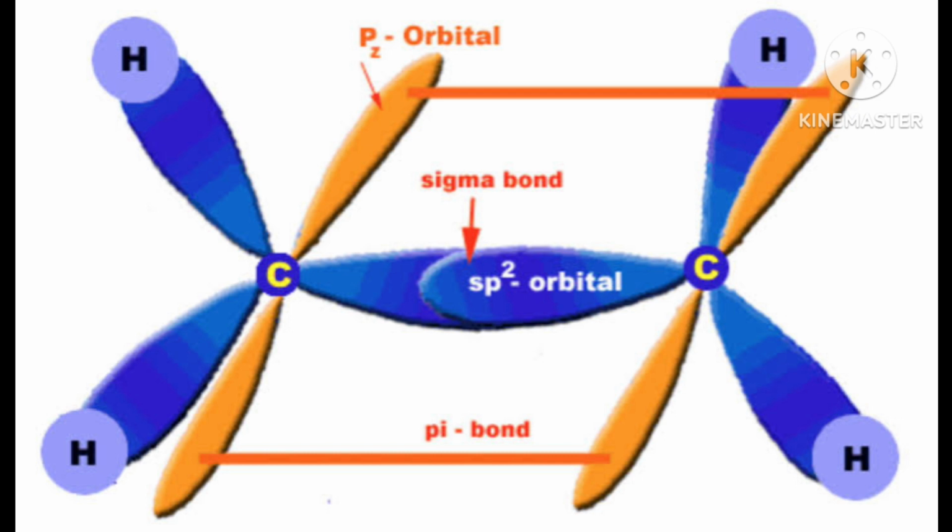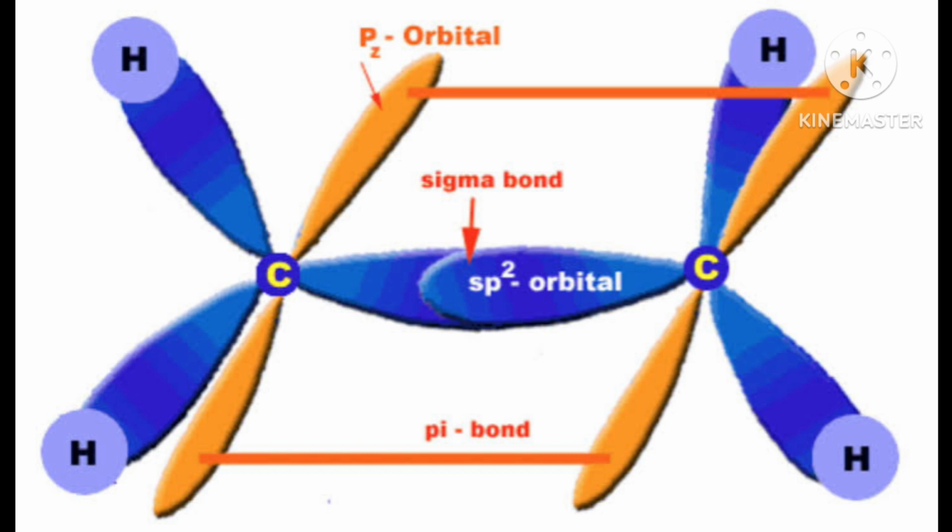Why? Because X is attached to the alpha carbon, the first carbon. First carbon is alpha, second carbon is beta. Then in the presence of KOH, what will happen? H and X will form HX. The C-H bond will break, and the C-X bond will break.